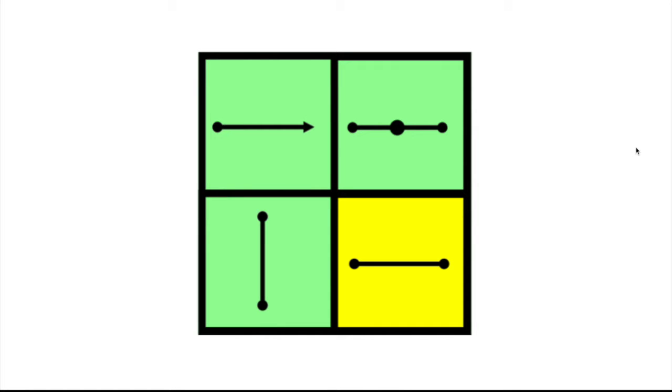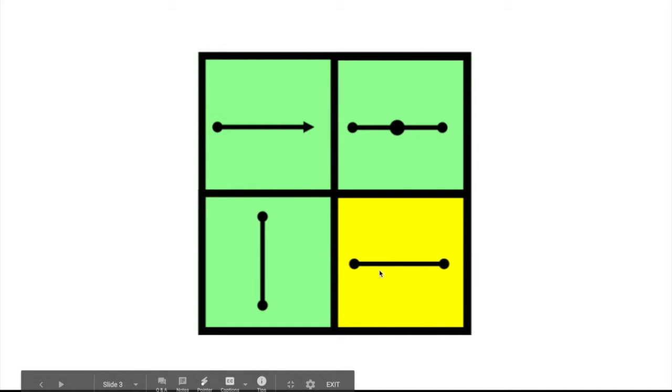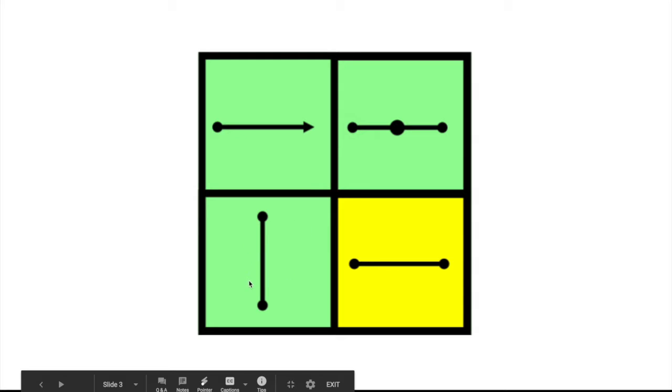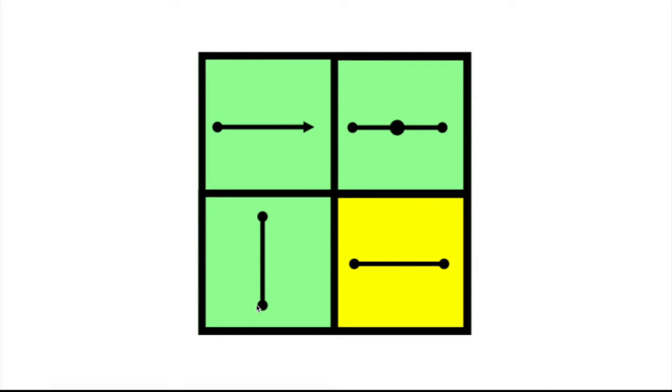Okay, let's think about it. So you could say, well, this one doesn't belong because it's yellow in the background and all the others are green. You might have said bottom left doesn't belong because it's the only one that is up and down. It's vertical, while all the others are horizontal.